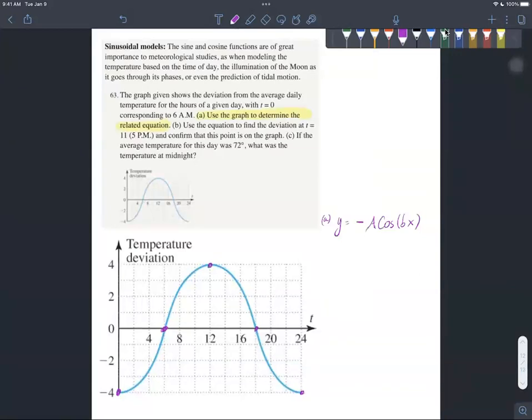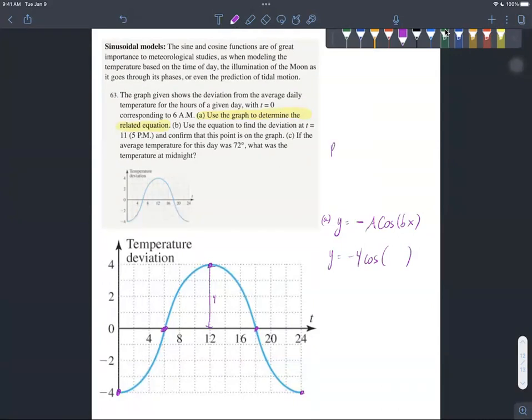The amplitude, it looks like, this distance here is 4 units. And so that tells us that A is equal to -4. We already put the negative there, so we'll just say A is 4. So y equals -4 cosine of, and then we need to figure out what B is.